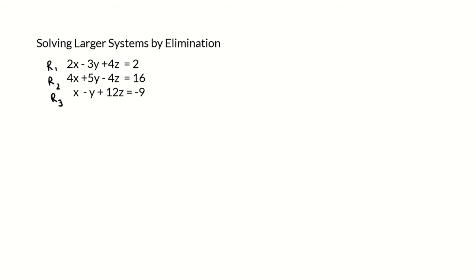So if you look at rows 1 and 2, it would be fairly easy to eliminate z from those two equations because we already have positive 4z and negative 4z. So the first row operation we're going to do is just row 1 plus row 2. So I'm going to rewrite both of them. 2x minus 3y plus 4z equals 2. And 4x plus 5y minus 4z equals 16. And we're going to perform the operation row 1 plus row 2.